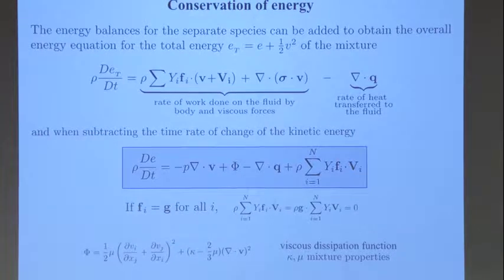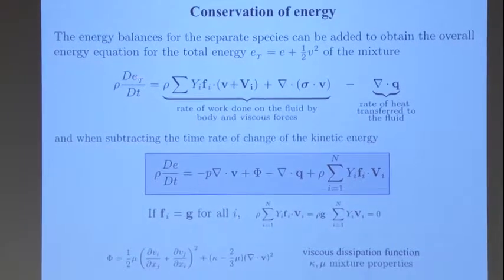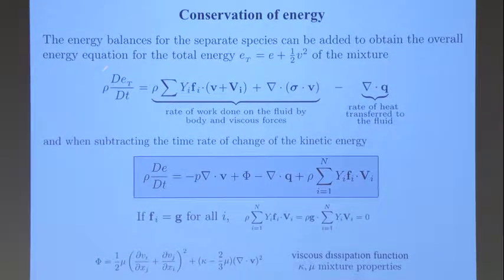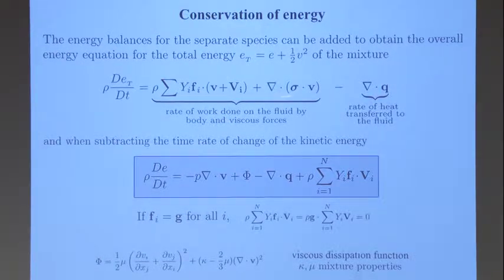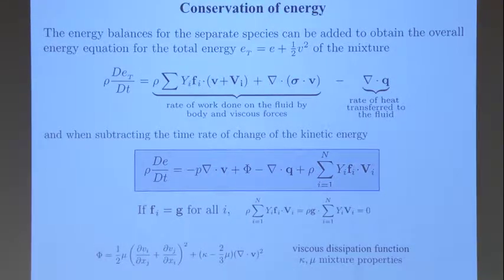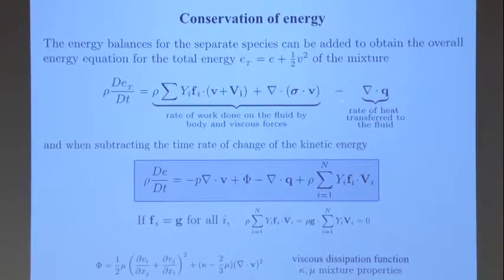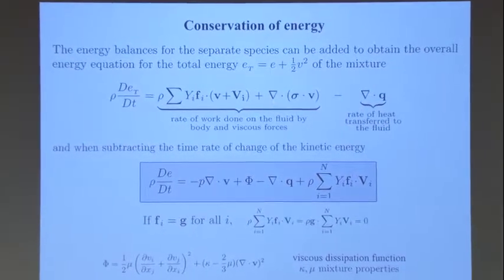The next discussion will be on energy, and again we start with the total energy, ET, and we write it for all the forces, all the work by all the forces, the body and the surface forces. And again, the sigma here is the stress of the mixture, right? And the Fi are the body force on species i, Vi the diffusion velocity, V is the bulk velocity. Okay, and the rate of heat transfer is again, as before, just written here.